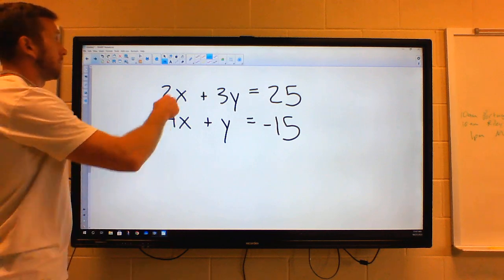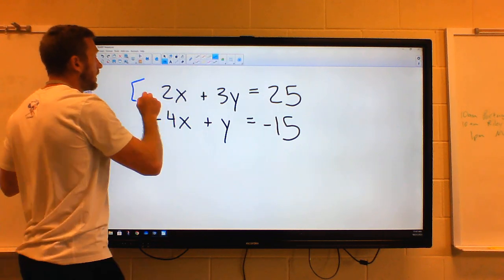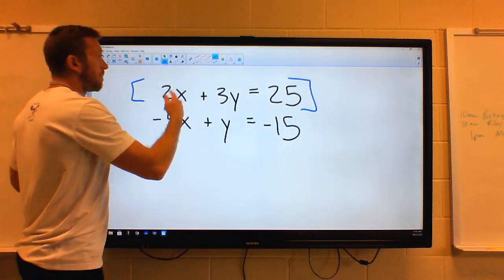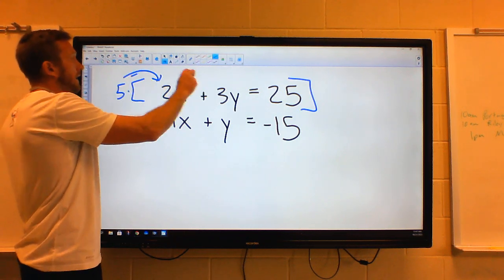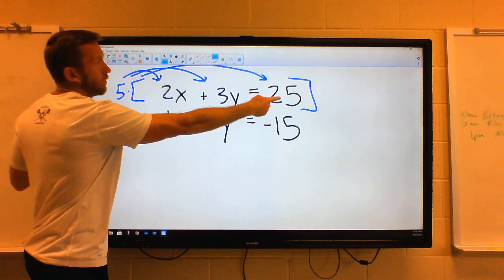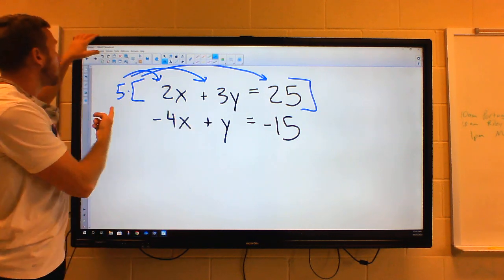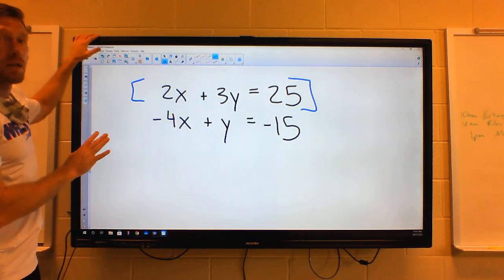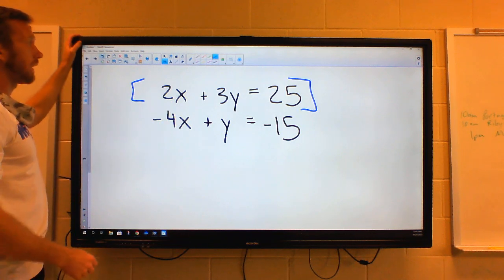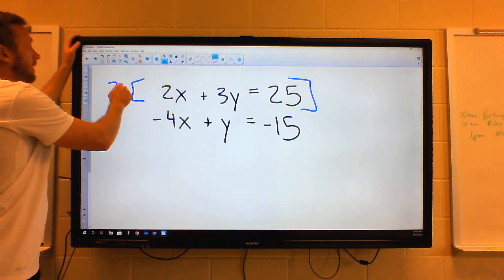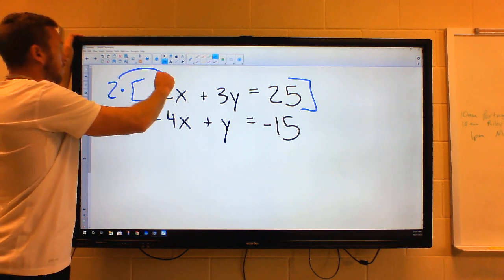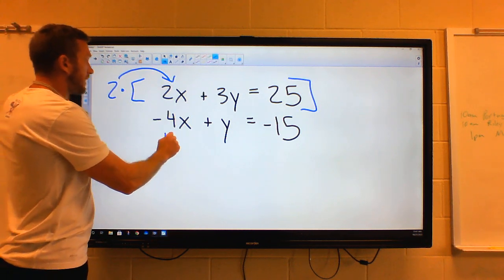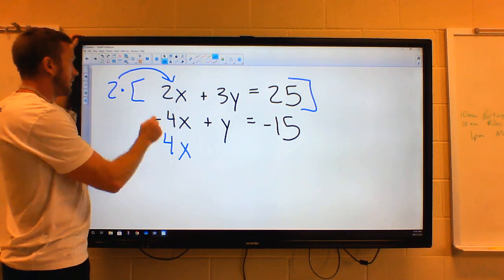But the nice thing is I can multiply equations by any number I wanted to. I could choose 5 and multiply each term by 5, as long as I did it to all 3 terms. Now 5 would be a pointless number for me to use, because it wouldn't help us line anything up. But if I multiply the top equation by 2, this 2 multiplies to that 2 and makes a 4x.